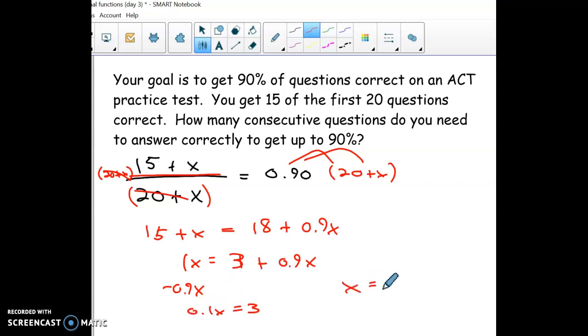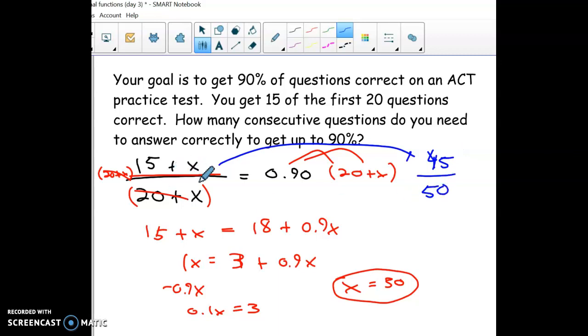Then divide by 1/10. So if you do 3 divided by 1/10, it's 30 questions. That's kind of staggering, that you have to get 30 more right. And just to check it, if we got 30 more right, that would be 45 right, 45 questions out of 50 complete. We'd add 30 to both of these, and that would give us the 90% that we're hoping for. So that's kind of crazy.